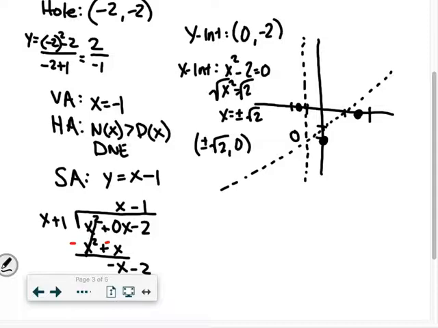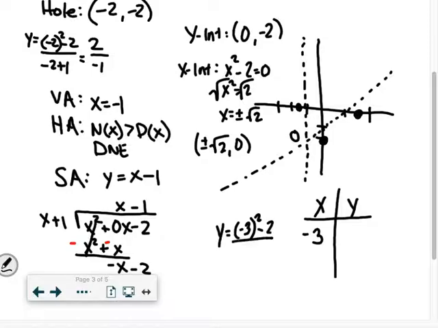Now, you can decide after that if you need more points. Some people may say, oh, the hole and the intercepts, I've got enough points and I can see what the graph is doing. Some people may say, I'm not really sure. I've never graphed with a slant asymptote before, so I want to check and see. So maybe I'll try negative 3 just to see where the point is. I'd plug it into my reduced function, y equals negative 3 squared minus 2 all over negative 3 plus 1.